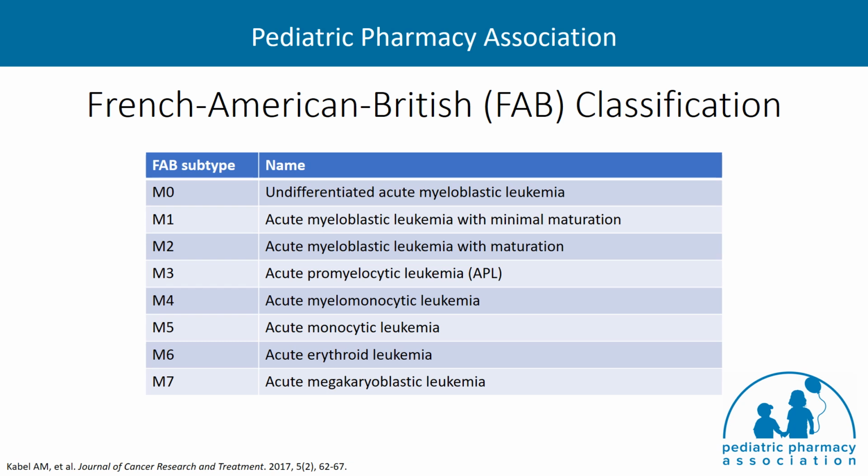The French, American, British classification system was the first attempt to describe the variability amongst different forms or types of AML. It specifically categorizes different forms of AML based on morphology as well as cytochemistry. You will see the different subtypes range from M0 to M7, and then the various names for those different subtypes just depending on the specific morphological features.